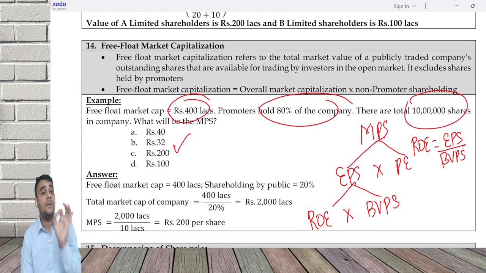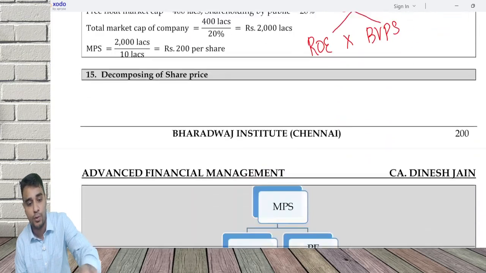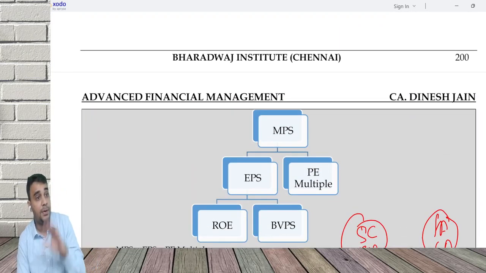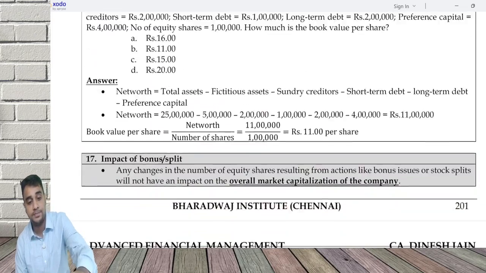Free float market cap represents the shareholding of non-promoter. Overall cap into the shares held by non-promoter. Decomposing, MPS will be broken down into EPS into P multiple. EPS will be broken down into ROE into BVPS. Book value per share is share capital plus reserves minus fictitious asset, divided by number of shares.